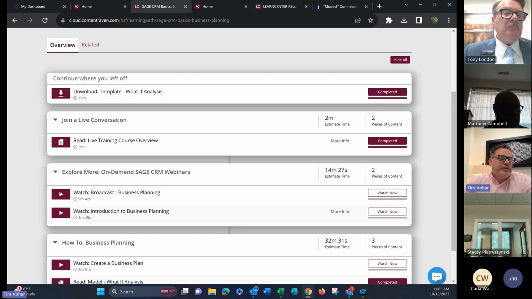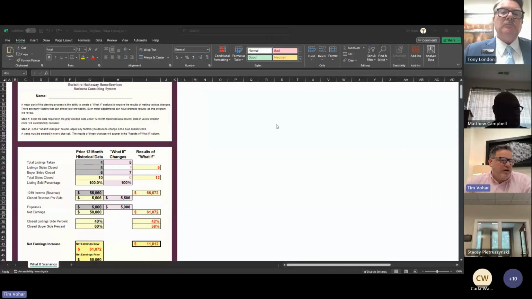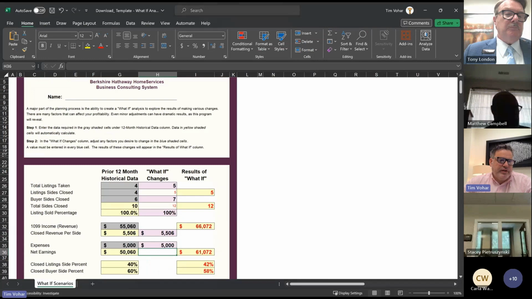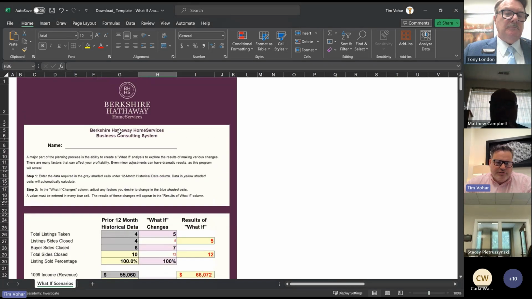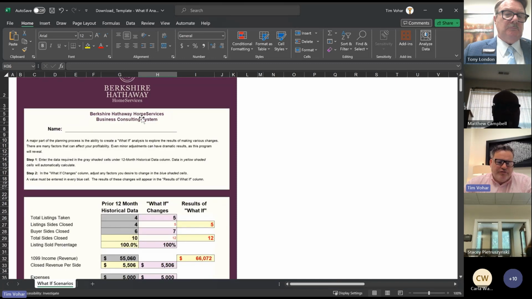So I'm going to stop sharing this screen and I'm going to share a different screen that has the what if analysis pulled up and filled in. All right, so I can't change my settings. It's a little wonky, so we're just focusing on this side. So hopefully everybody can see where we're at. So this is the what if analysis for you.